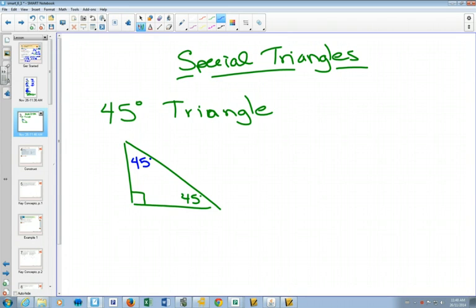Besides being a right triangle, why is this triangle special? It's an isosceles triangle because both angles are the same. Now, if both angles are the same, what else is the same in an isosceles triangle? The two sides are going to be the same.